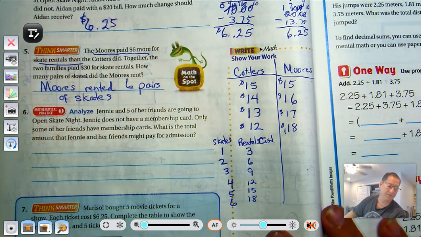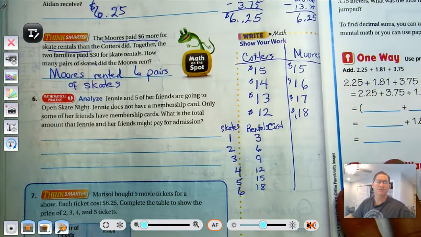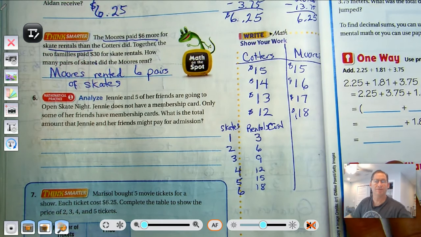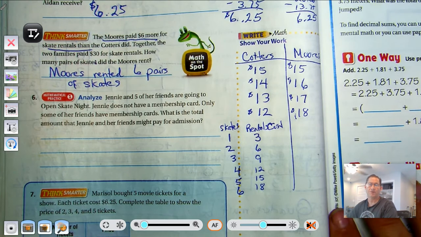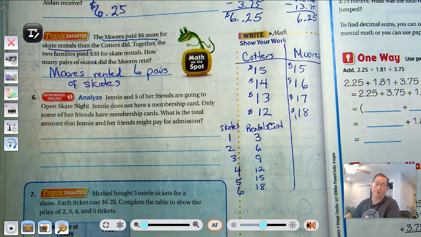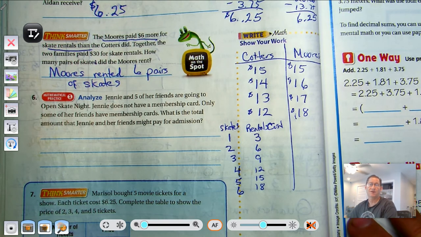All right, and number 6. Jenny and 5 of her friends are going to open skate night. Jenny does not have a membership card. Only some of her friends have membership cards. What is the total amount that Jenny and her friends might pay for admission?